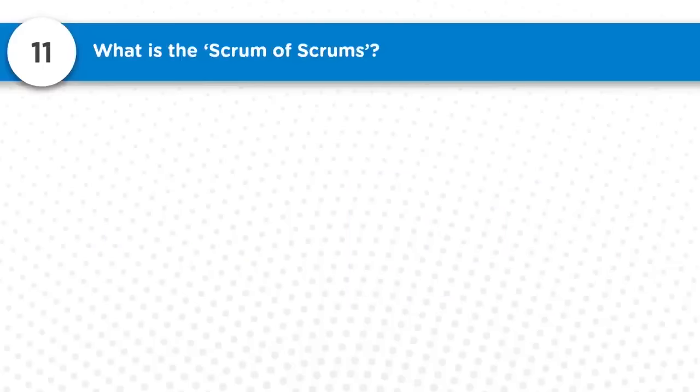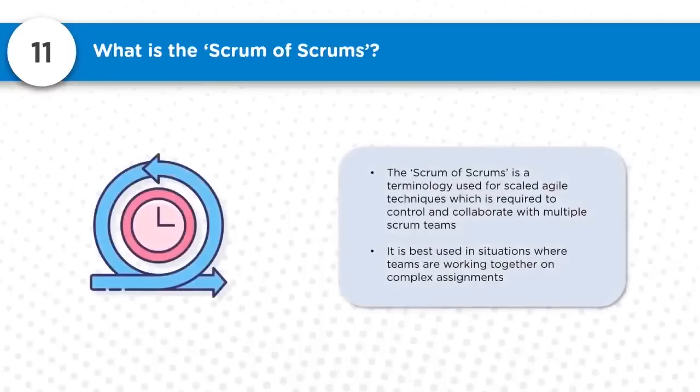So next question, what is Scrum of Scrums? Scrum of Scrums is a term used for scaled agile techniques, which is required to control and collaborate with multiple Scrum teams. When do we come across the need for collaborating between multiple Scrum teams? These are the scenarios where the organization has a complex structure, where you may need to handle all of them together to accomplish a common business objective. Various Scrum teams you would have. So Scrum of Scrums helps with better collaboration and better control.